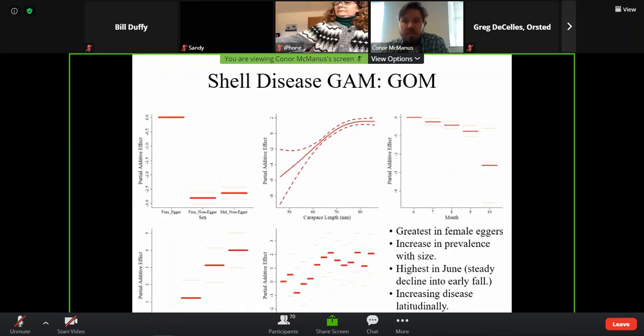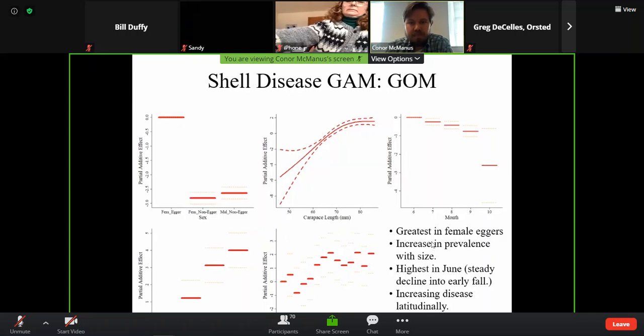We see a lot of the same effects here for the Gulf of Maine. Female eggers have the greatest prevalence, a little bit less of a strong contrast with size. With disease prevalence, we don't see that same cyclical molting pattern here. We actually see a slight decrease into October from June. But again, the same latitudinal effect as reported previously, except now extending down through Massachusetts and New Hampshire waters, where we see that the greatest prevalence is more towards Massachusetts Bay, Cape Cod Bay, with decreasing prevalence towards Down East Maine.